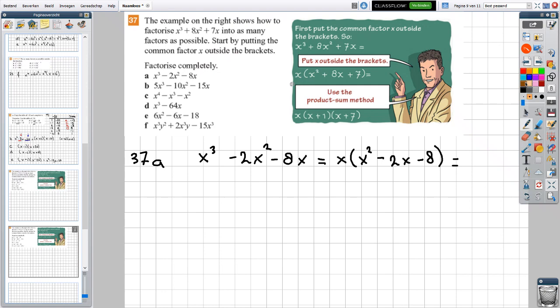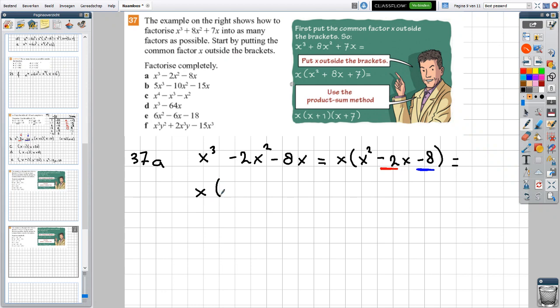Do you still remember how the product sum method worked? I'm searching for two numbers of which the sum is minus 2 and the product is minus 8. If you want to, you can make a table out of this. They do so in the first exercises. Afterwards they say try to do this mentally, so I'm not going to make a table as well. Take a look at a few exercises prior to this to see how you do this.